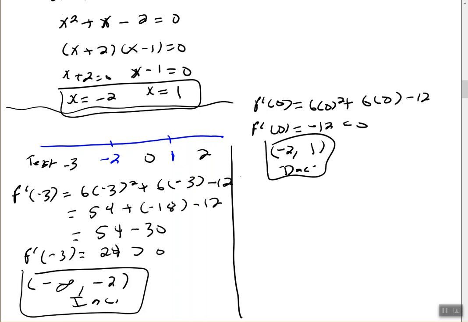Now, per the first derivative test, that also tells me that I have a relative maximum at -2, because I started increasing and then I got to -2 and turned around and started decreasing. So that tells me I have a relative maximum at -2.